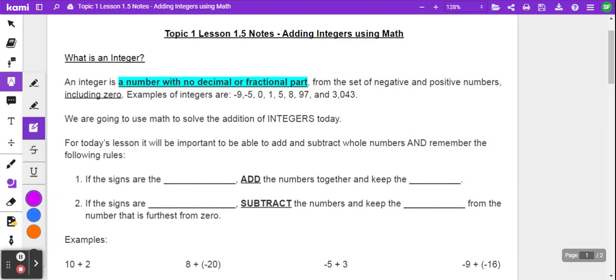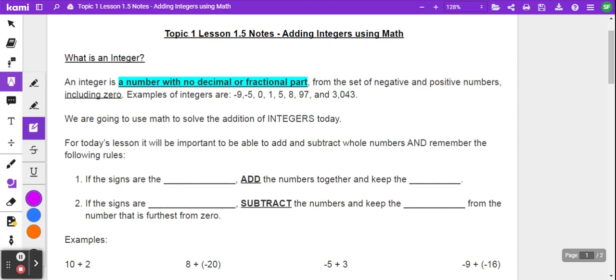Welcome back. Topic 1, lesson 1.5 video. We're going to continue adding integers. However, this time we are no longer going to use the number line. We are going to use math and the rules of math to figure out our answer.